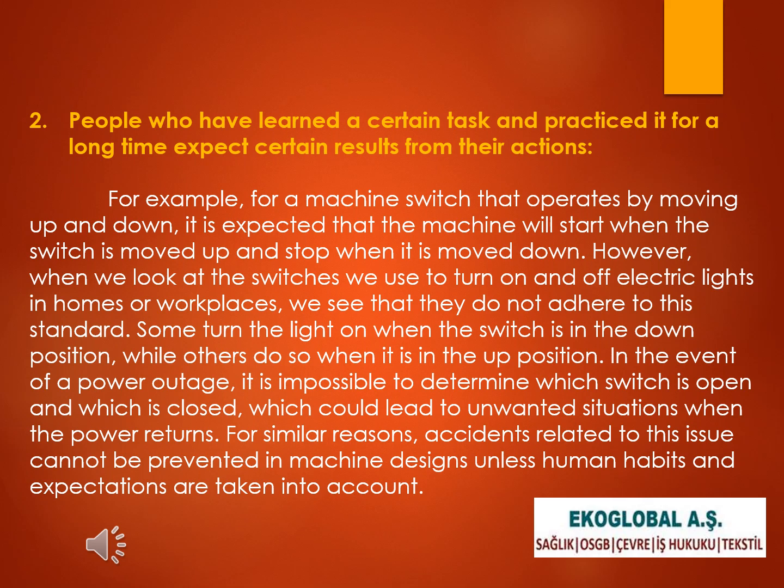However, when we look at the switches we use to turn on and off electric lights in homes or workplaces, we see that they do not adhere to this standard. Some turn the light on when the switch is in the down position, while others do so when it is in the up position. In the event of a power outage, it is impossible to determine which switch is open and which is closed, which could lead to unwanted situations when the power returns. For similar reasons, accidents related to this issue cannot be prevented in machine designs unless human habits and expectations are taken into account.